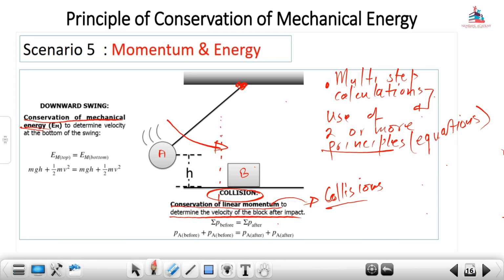If you check the definition of conservation of linear momentum, it says the total linear momentum in an isolated system is conserved. Isolated system. When you check how we state the conservation of mechanical energy, the total sum of mechanical energy in an isolated system is conserved. So by so doing, it's easy for us now to link our momentum as well as our energy.